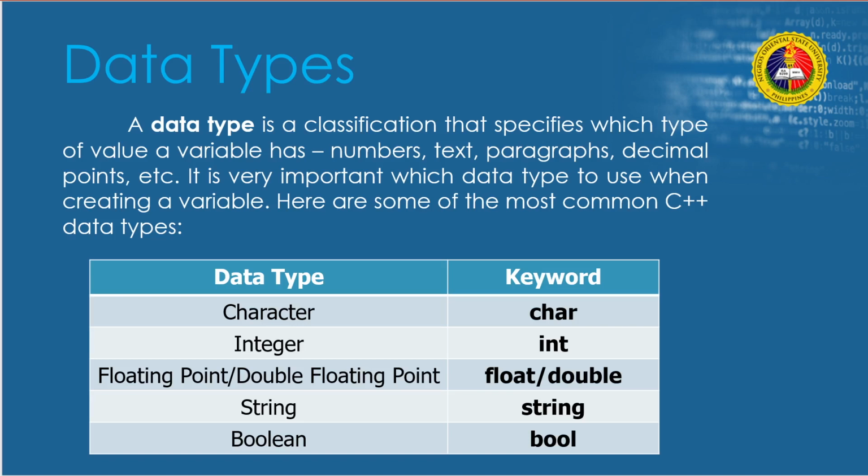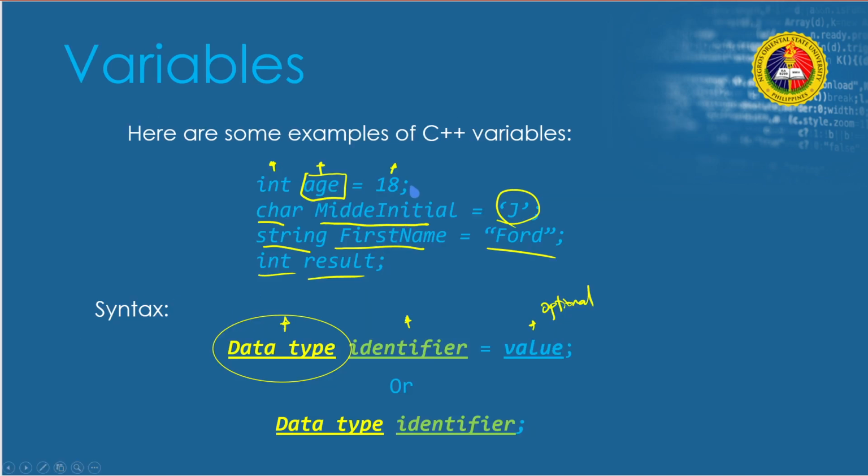So for example, this value is 18. Since this is an age, what is an age? It's a number, right? I don't think age is letters or something like that. Age is also a number, its value. So therefore, we will use integer. Integer refers to numbers. And then for middle initial, our middle initial is a single letter.